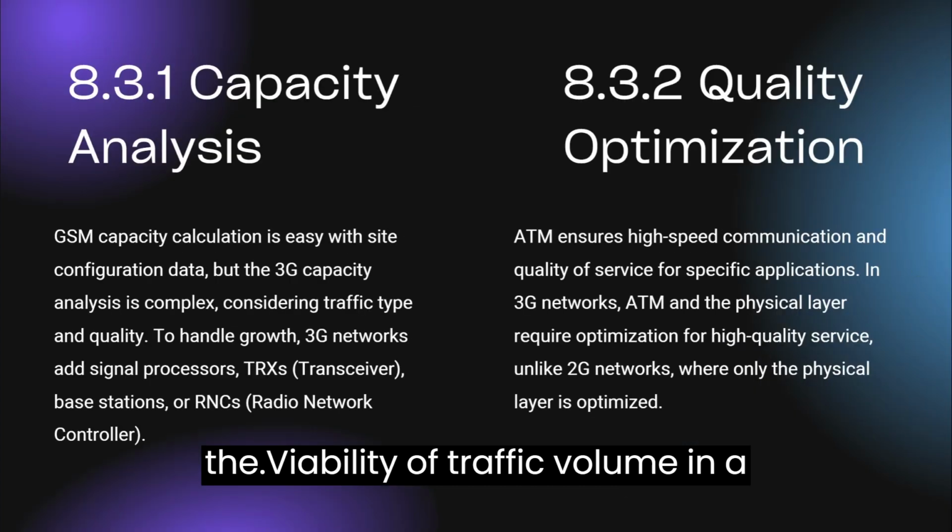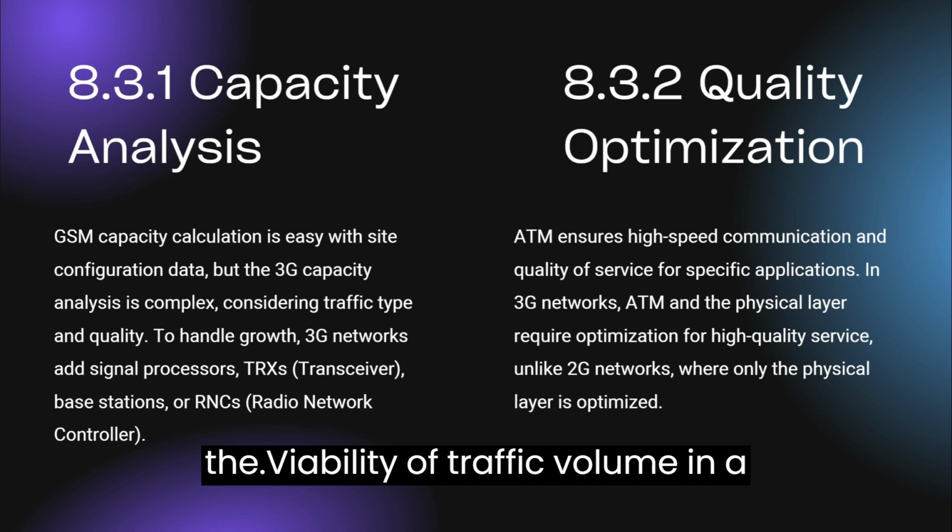And for the capacity analysis and also the quality optimization, the GSM, the Global System for Mobile Communication, capacity is calculating network capacity. It's easy. We can calculate the needed capacity of the link by knowing the site configuration. However, in 3G networks, capacity analysis is more complicated. We must consider traffic types and also the quality requirements to determine the capacity needed.